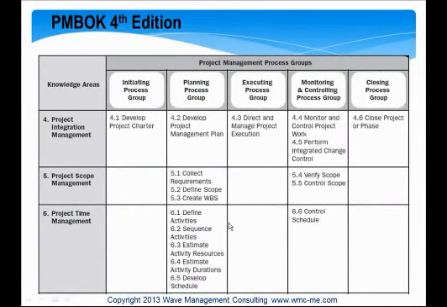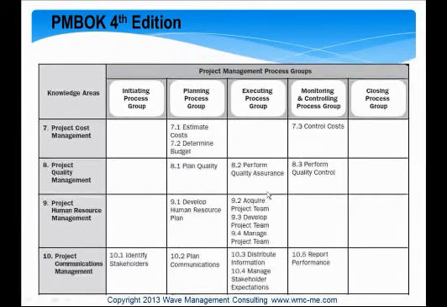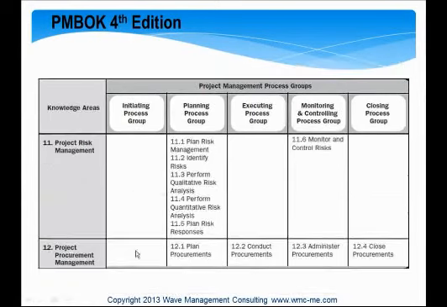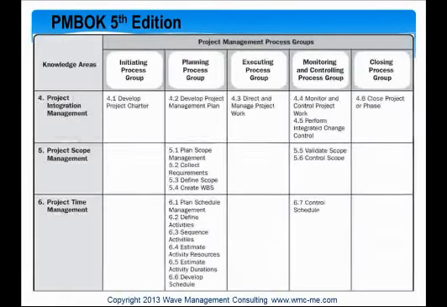Let's start with a recap of the chart showing the processes and the relationship between the knowledge areas and the project management process groups. We all should know that by now, so this is just a refresher. As you can see, we have only 9 knowledge areas in the PMBOK 4th edition. Now let's look at the 5th edition and let's look at some of the changes.